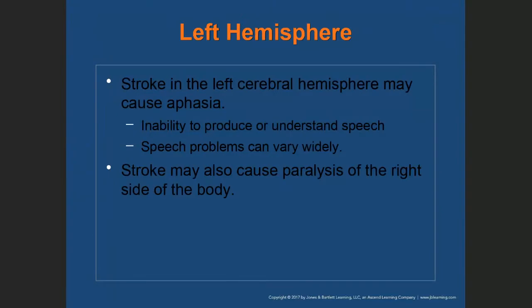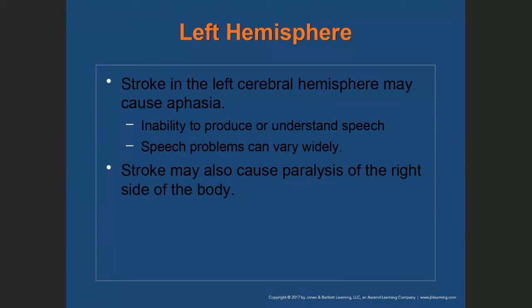Let's look at the left hemisphere. So stroke in the left cerebral hemisphere may cause aphasia, and it can be linked to expressive or receptive. Right? So they understand what you're saying, they just can't find the right words to explain. Or they completely lost, they have no idea what you're saying. Right? So inability to produce or understand speech problems can vary widely. Stroke may also cause paralysis of the right side of the body. So that's the left hemisphere. Left hemisphere is linked to speech issues and loss of movement on the right side.